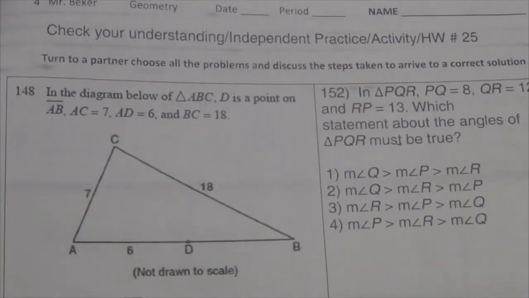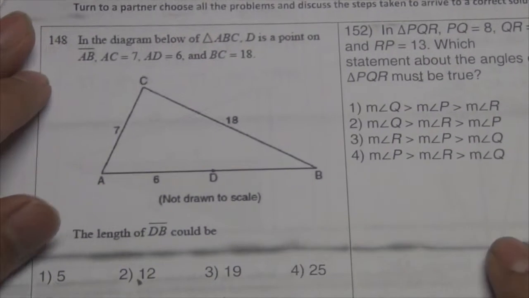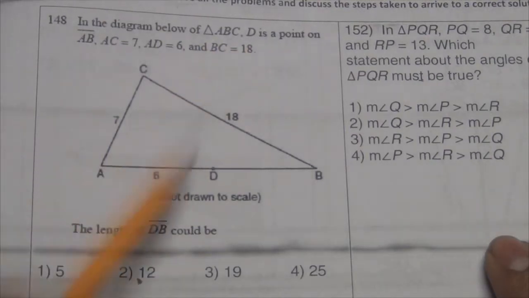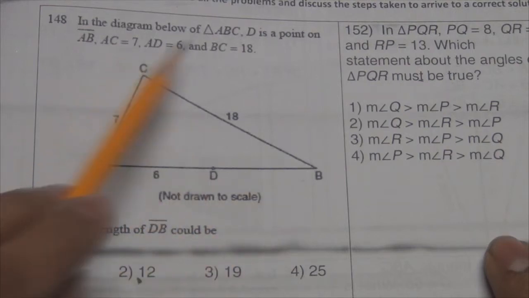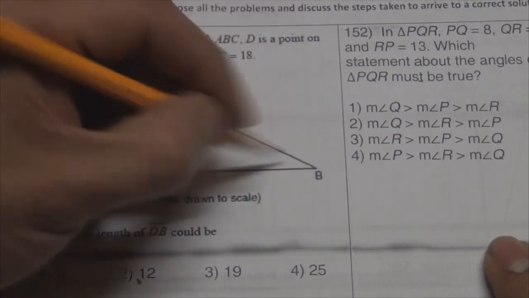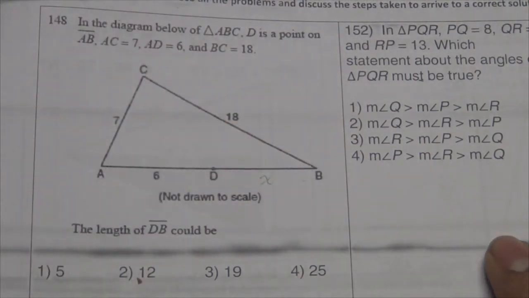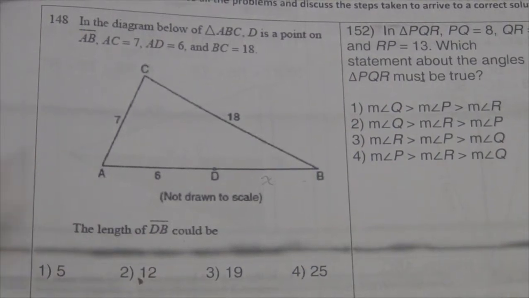All right. Let's check your understanding and let's see what's going on. So it says, in the diagram below, this is a triangle. D is a point on AB, okay? And they give us the length of each side. They don't give us this. The question is, the length of DB could be. So they want this length. I'm going to call this length X, or I could call it a box, or I could call it N, I could call it whatever. I need to know what this length is. All right? So you got choices.